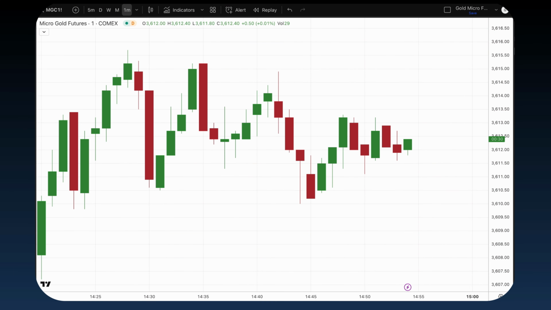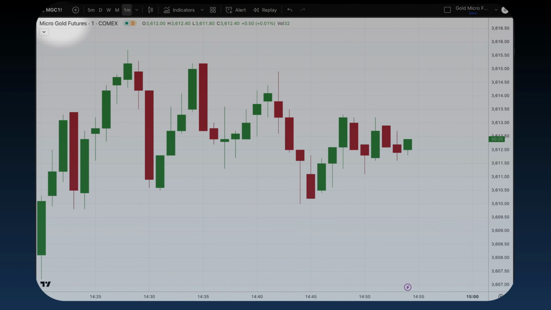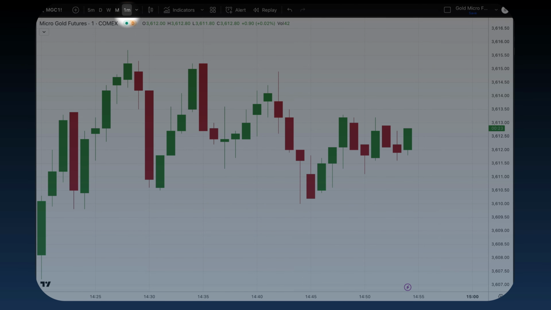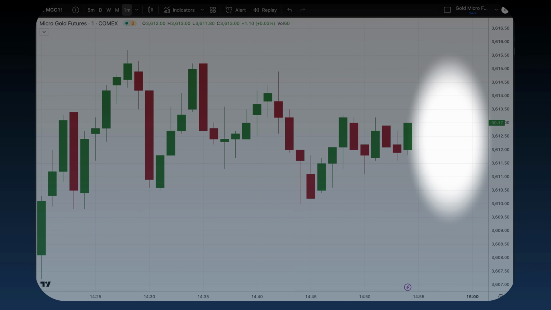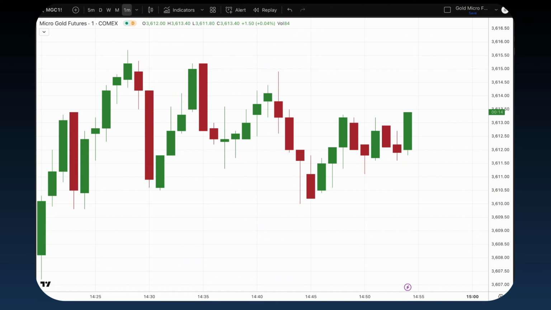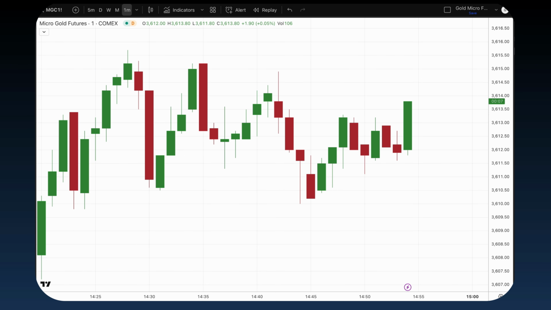What you're seeing in front of you right now is a random chart. And in this case, I picked micro gold futures. I've actually set the chart to the 1 minute time frame so that every single minute, a brand new candle is gonna pop up on the right side of our chart. And this is only to make the concept as visually clear as possible. I also added the countdown to close timer, which you see on the right. And this is telling us how many seconds, minutes, or days are left before the current candle actually finishes forming.